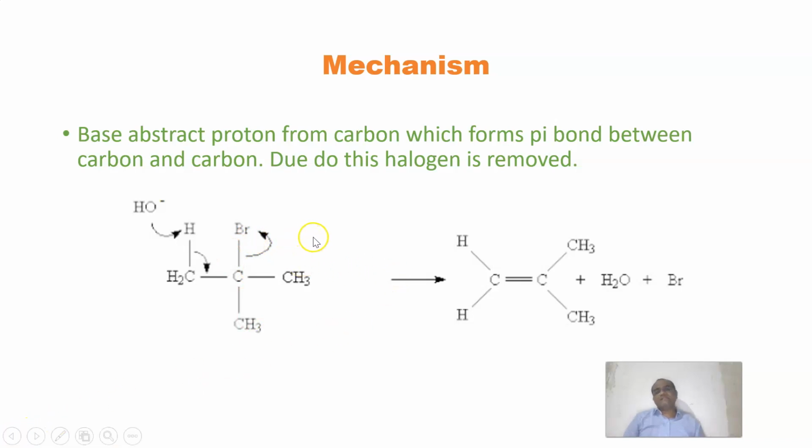This mechanism is a one-step mechanism. Simultaneously two groups depart, as we have seen in the definition of elimination also, that two substituents get removed from a molecule. The two substituents are one hydrogen and the second one is Br. So two substituents are removed and it forms a pi bond, right? And after formation of the pi bond we get an alkene product.